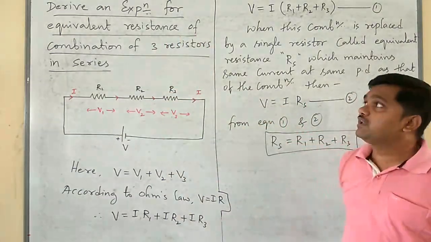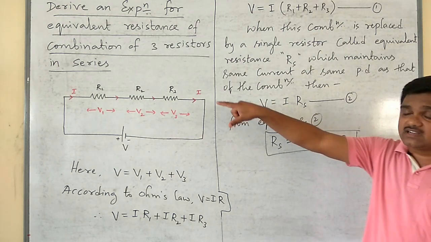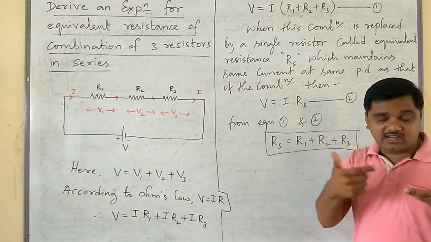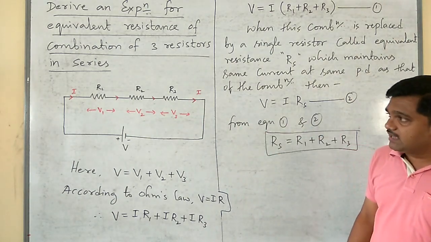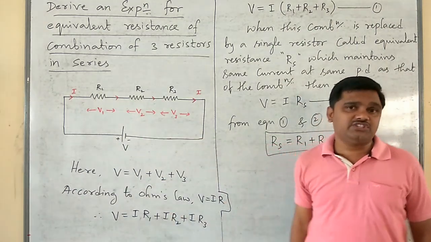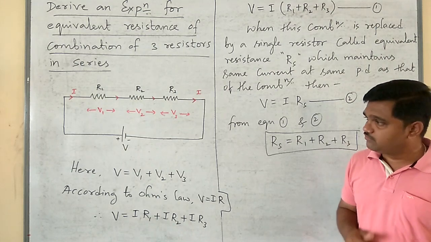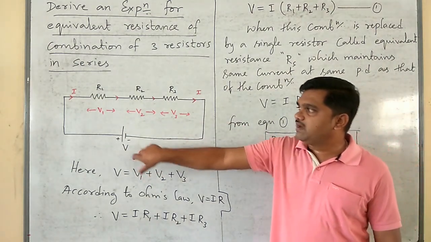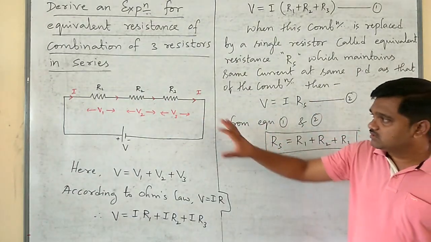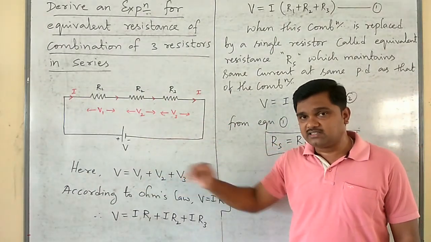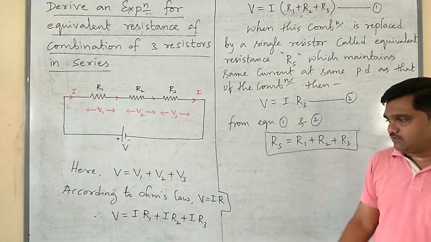Derive an expression for equivalent resistance of combination of three resistors in series means we have to consider the three resistors which are connected end to end first. So I have drawn the circuit. Next, here in series combination the current remains constant. The thing which varies is potential difference. Therefore, V has split into V1, V2 and V3. So that is the first sentence we should consider here. Here V is equal to V1 plus V2 plus V3. This is the first equation.